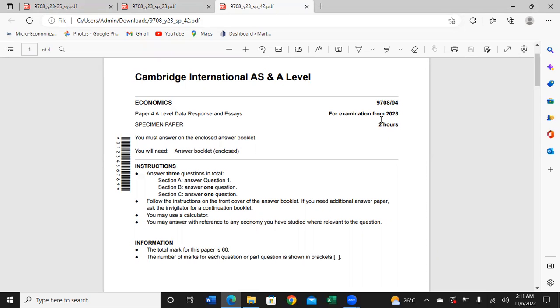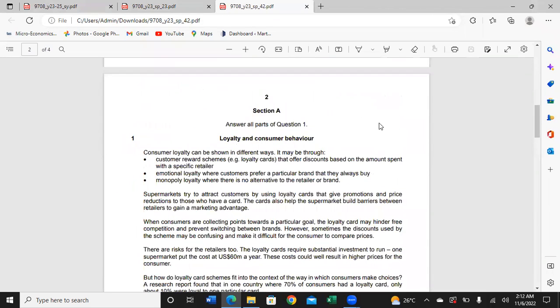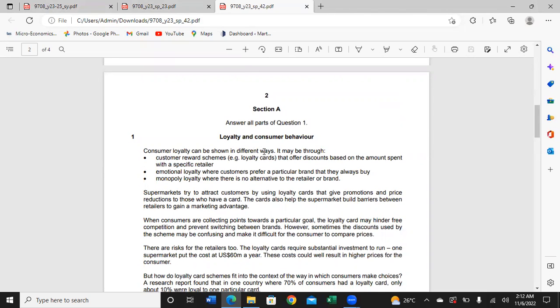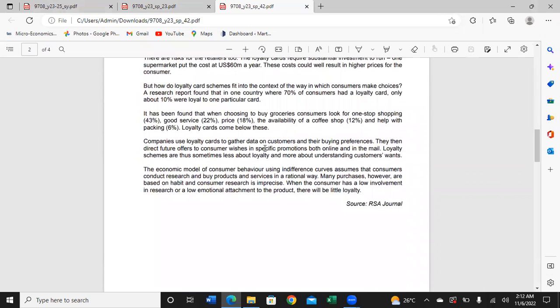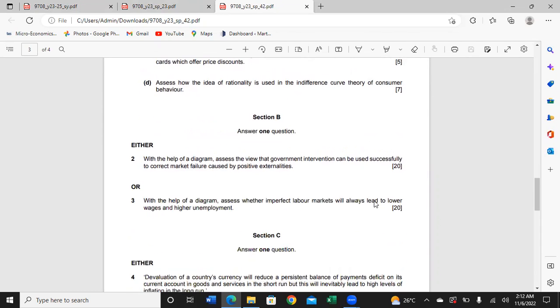It is again 2 hours, and again 3 sections. Section A is data response, answer all parts of question 1. Loyalty and consumer behavior, this is 1 data, and out of this data we have only 4 questions. In AS level, we have 6 questions in 20 marks, but here we have 4 questions, so it is assessing in a better way than AS level. 4 marks, 4 marks, 5, and then 7, assess and evaluate.